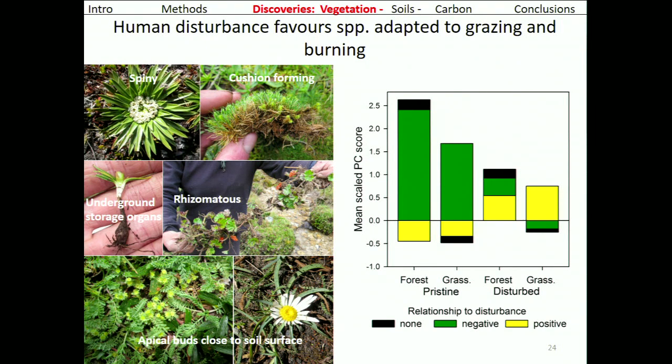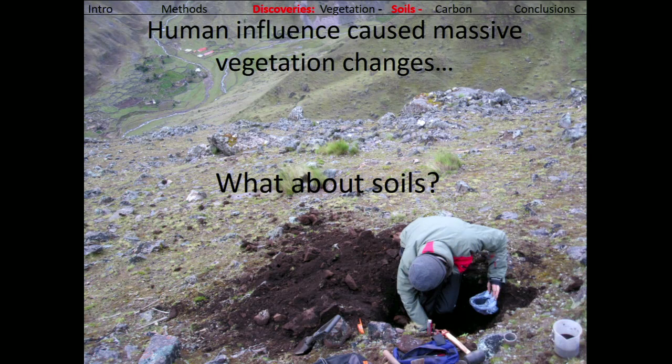And then we subjected all that information to principal component analysis, and we found that human disturbance is effectively favoring species adapted to grazing and burning in these landscapes. So traits such as being spiny, cushion forming, or being able to regenerate very, very fast, such as having underground storage organs, or being rhizomatous. The plants in disturbed areas had these traits, whilst the plants in the pristine areas had none of it. They were not adapted to grazing and burning. They could not handle that. So from all of that, we can say human influences are having a massive effect on vegetation.